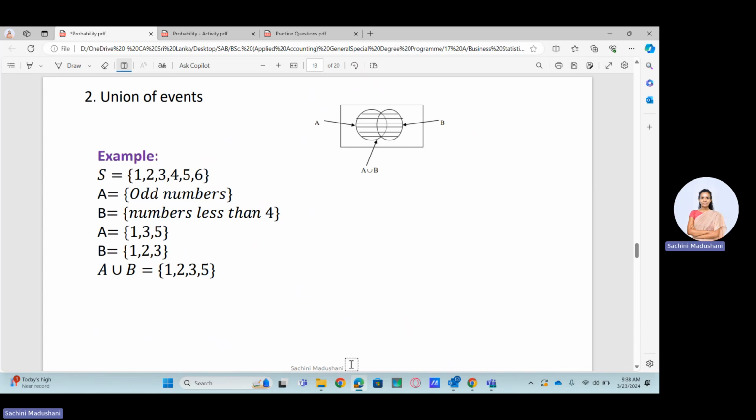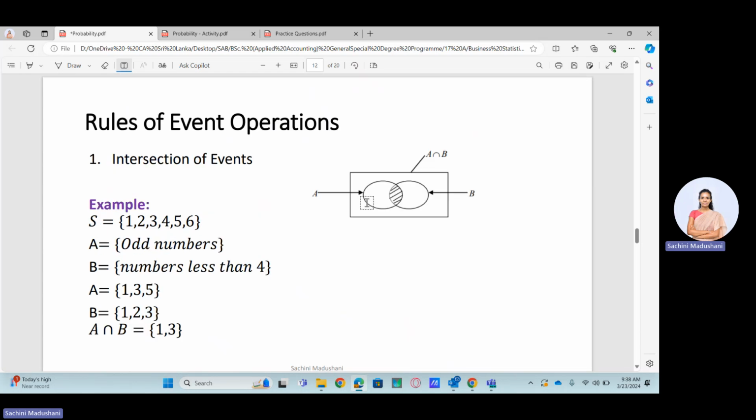Then union means what? All the outcomes in all the events. Here, A is odd numbers, B is numbers less than 4. We take the union: we write all the outcomes in event A and event B. Event A is 1, 3, 5, B is 1, 2, 3. Normally we write the sample points without repeating. Here 3 appears twice, so we write it only one time. That we call the union. And we express the union sign in this way; the intersection is this one.